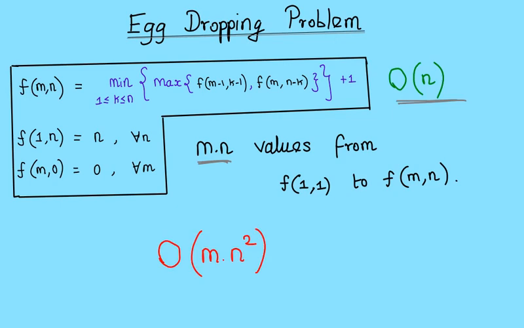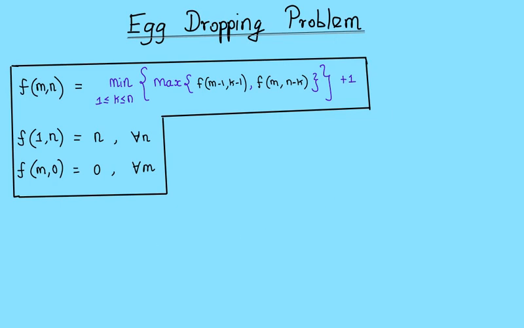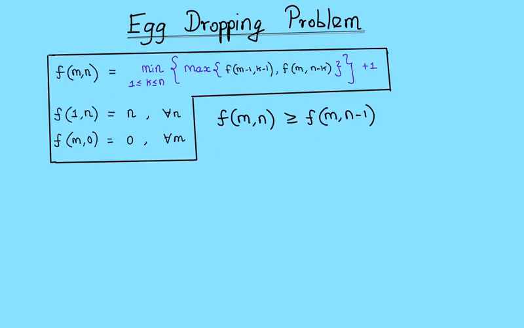We can improve this by making an observation. That observation is f of m comma n is always greater than or equal to f of m comma n minus 1. It is because by increasing the number of floors, we cannot decrease the minimum number of trials needed. So we have this.